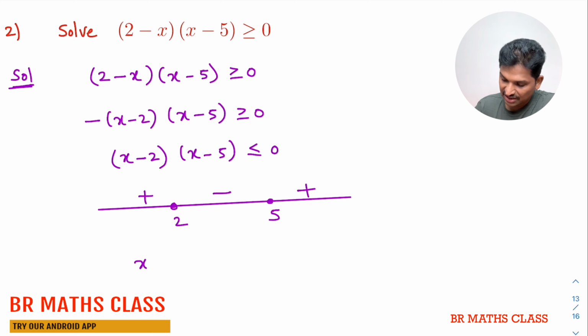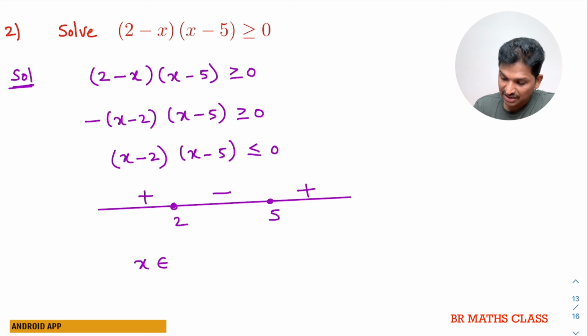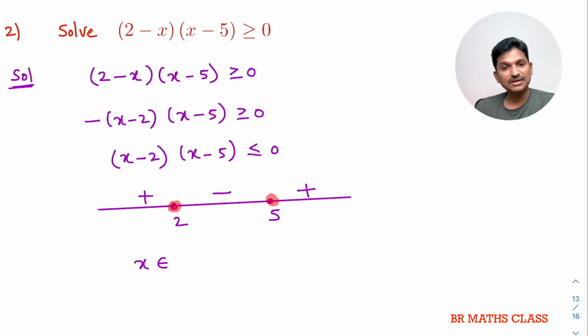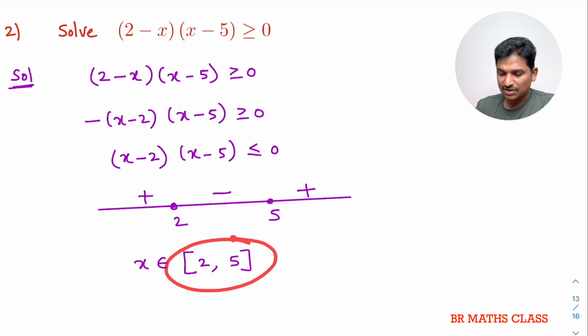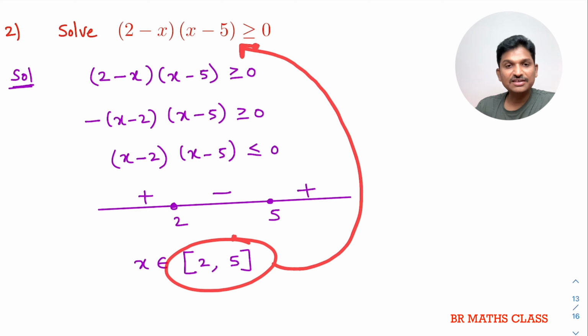What is the interval x belongs to? You see here less than or equal to is there. When less than or equal to is given, then these endpoints also will be considered. So we'll write x belongs to the closed interval 2, 5. You take any number in this interval. For example, in this interval 3 is there now. That 3 you substitute in this question.